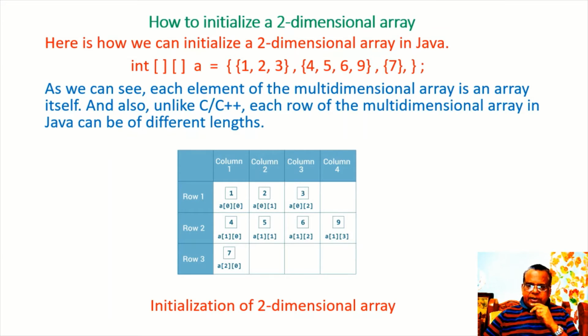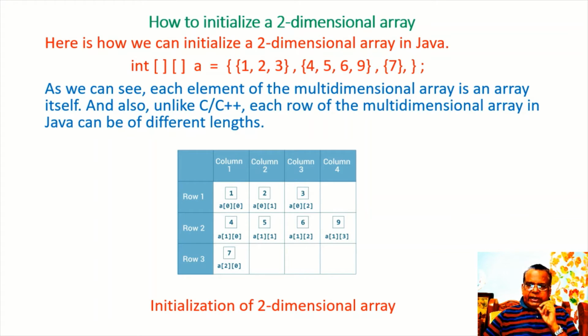Open the brace. Then again open the brace and keep the elements of the first row: 1, 2, 3. Close the brace, comma. Then put the elements of the second row. Open the brace. 4, 5, 6, 9. Close the brace. Again, comma. Then the elements of the third row. Open the brace, only 7. Close the brace. Then close the brace, put semicolon.